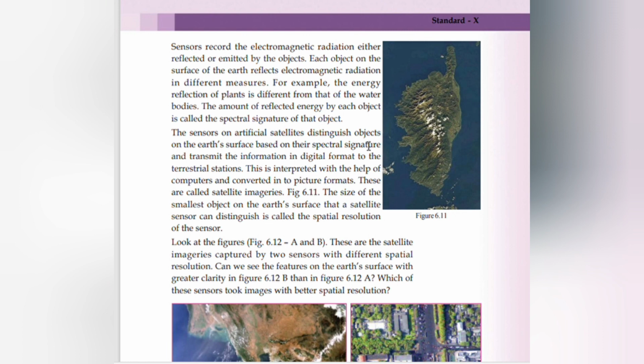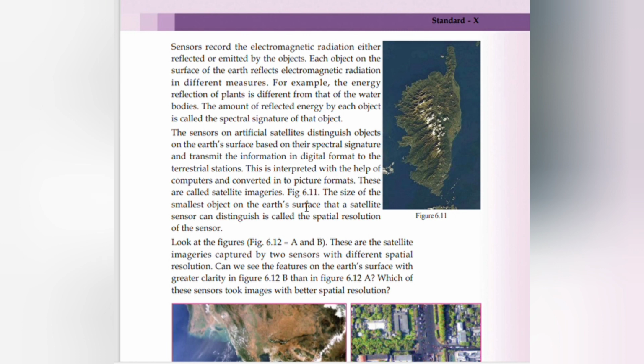Sensors on artificial satellites distinguish objects on the Earth's surface based on the spectral signature and transmit the information in digital format to the terrestrial stations. This is interpreted with the help of computers and converted into picture formats. These are called satellite imageries.